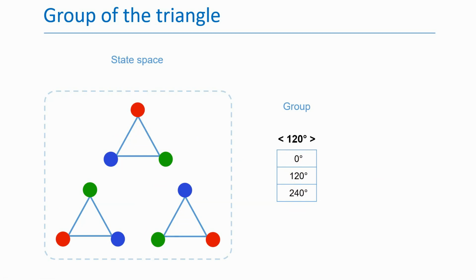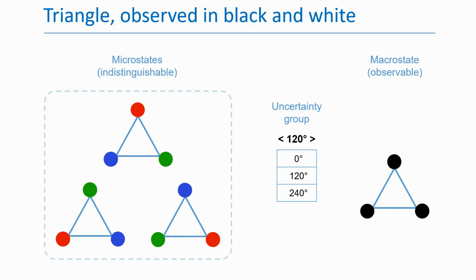We will be very interested in what can and cannot be observed. In this example, we are able to distinguish the three states from one another by the different colors, and so an observation tells us precisely the state of the triangle. But next, let's consider how the state would appear to an observer who sees only in black and white. In this case, the observer can't distinguish the different orientations and perceives only a single macro state, which actually contains the three different microstates.